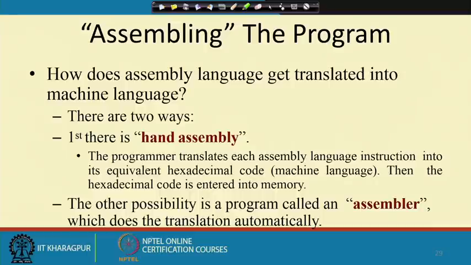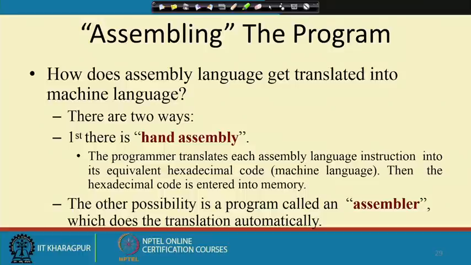So, that is not very difficult. So, this is done by the hand assembly. This process is known as hand assembly. So, the programmer translates each assembly language instruction into its equivalent hexadecimal code or machine language, and then the hexadecimal code is entered into the memory.